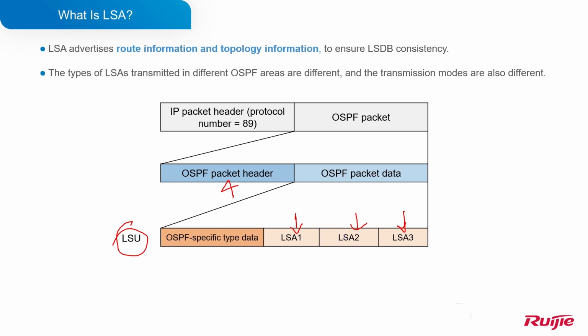So this is the OSPF packet data, and each LSA contains router information and topology information. Okay, and we will add it into the LSDB. The LSA information includes two parts: one is the LSA header, and the second is the LSA data. So here is the encapsulation for the LSA.